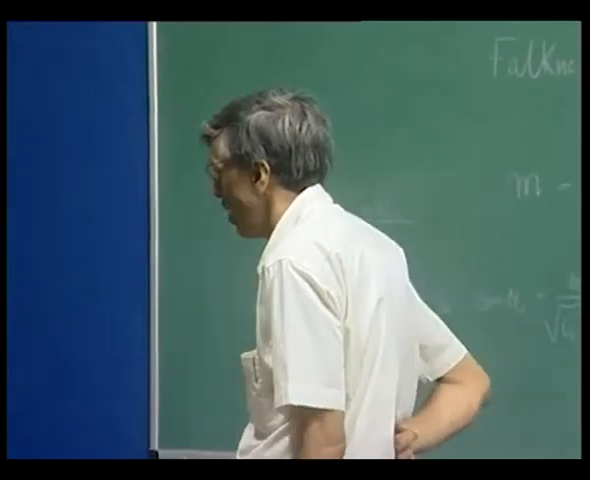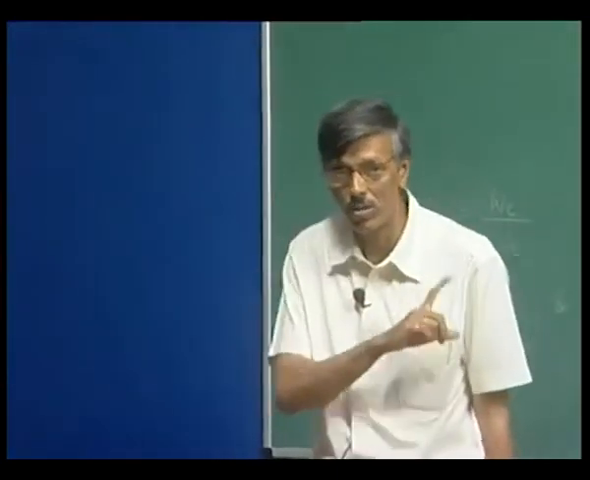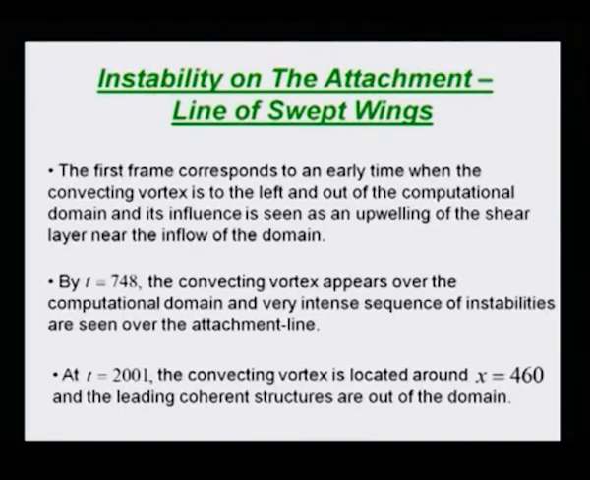Take a look at there and you will find out the receptivity of the boundary layer for different C. So, what we just now saw, we can make the following comment. The first frame corresponds to an early time when the convecting vortex is to the left and out of the computational domain, and its influence was seen as an upwelling of the shear layer near the inflow. By the next frame, we saw the convecting vortex has appeared over the computational domain, but we also see a very intense sequence of instabilities over the attachment line.